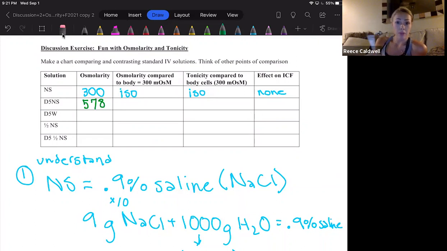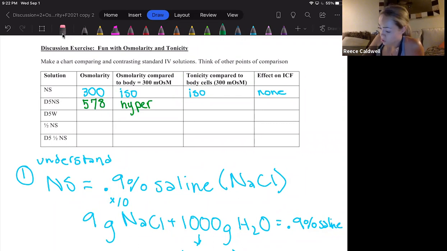So let's now compare it to the body and the cells. So 578 is very much larger than 300. So this will make it a hyperosmotic solution. So it will be hyperosmotic. And I'm assuming a lot of you would think, okay, so it's also hypertonic. However, another trick one, that is incorrect.